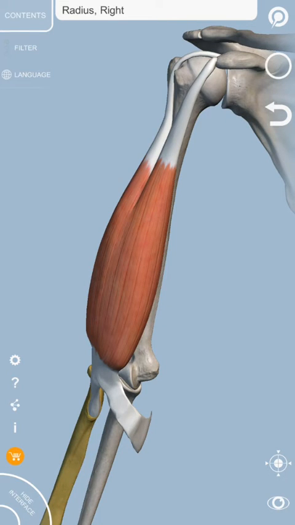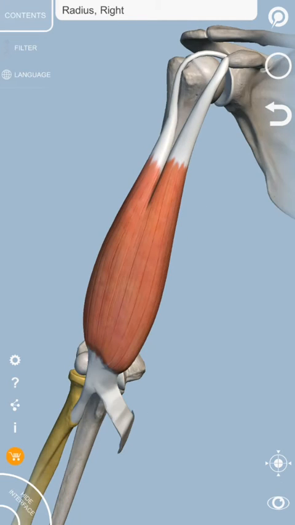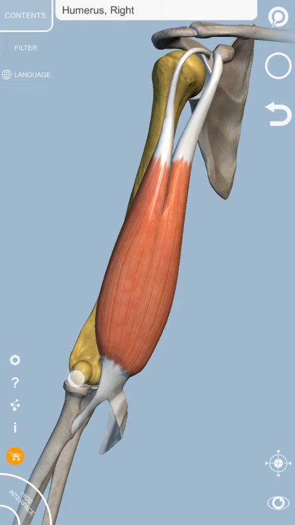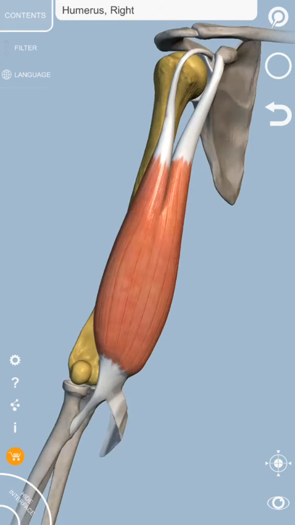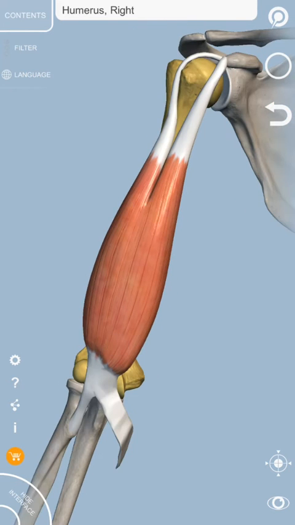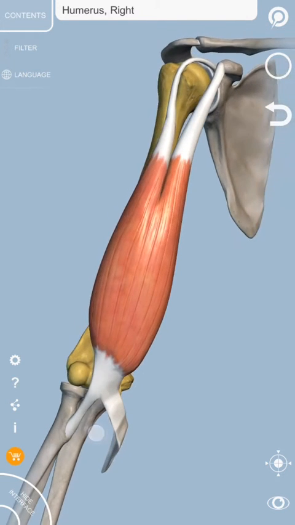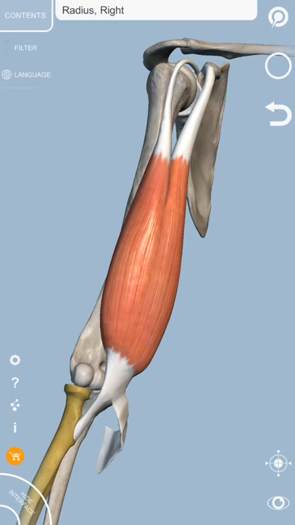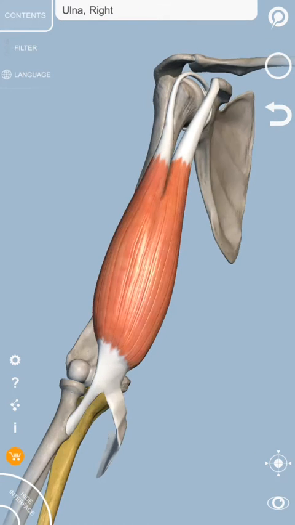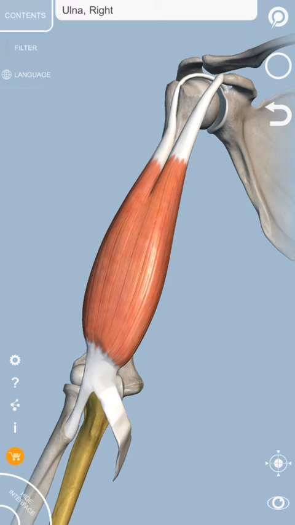So what does this sentence mean? It means that this muscle passes in front of the shoulder joint, so it produces flexion of the shoulder joint. It passes in front of the elbow joint, so it produces flexion of the forearm. And number three, this muscle passes in front of the superior radio-ulnar joint, so it also produces action on the superior radio-ulnar joint, which is supination.